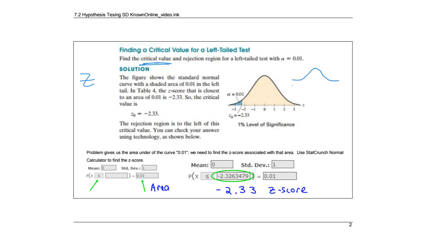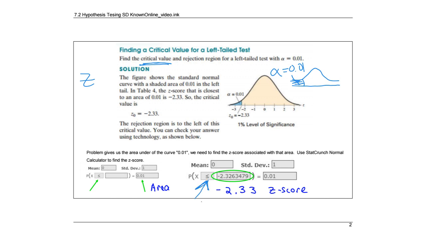Okay, so that means we're going to be down in this end, right? We're looking at a left-tailed test. And we want this area to be 0.01. Well, we know how to do that. What we're going to do is put it into StatCrunch, into the normal calculator. And when we put it into StatCrunch, we have to make sure we put our arrow in the correct direction.